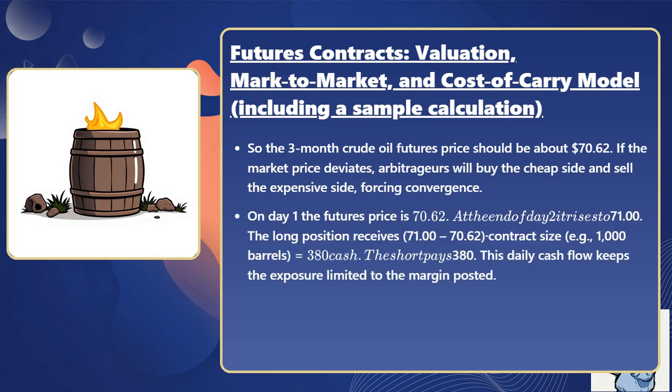On day 1, the futures price is $70.62. At the end of day 2, it rises to $71. The long position receives (71 minus 70.62) times contract size, for example 1,000 barrels, which equals $380 cash. The short pays $380. This daily cash flow keeps the exposure limited to the margin posted.